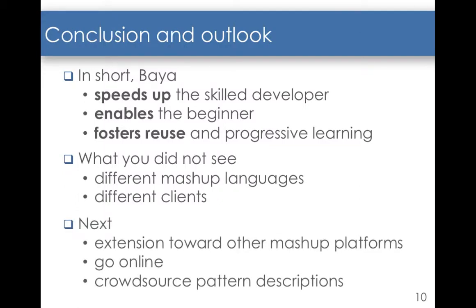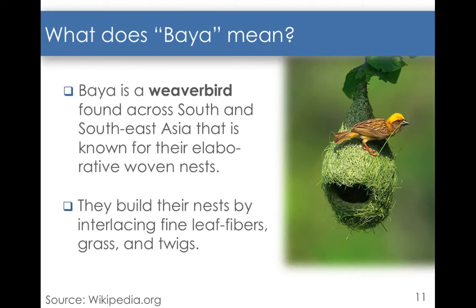The next steps in our approach include the development of extensions toward other mashup platforms, going online and crowdsourcing pattern descriptions. And for those wondering about the meaning of Baya, Baya is a weaver bird found across South and Southeast Asia. They build their nest by interlacing fine leaf fibers, grass, and twigs. In the same spirit, our tool helps users mashing up their components to build mashup applications.